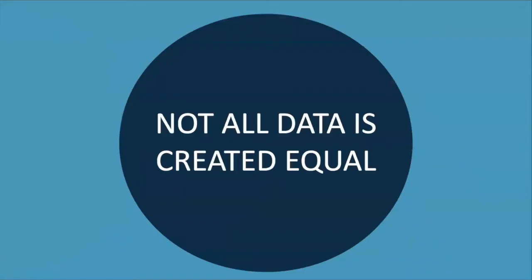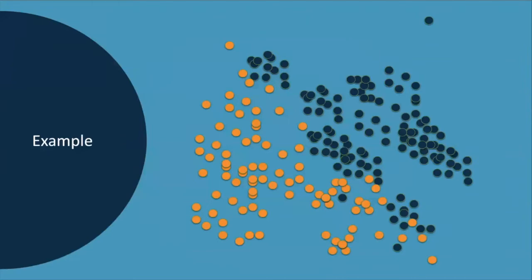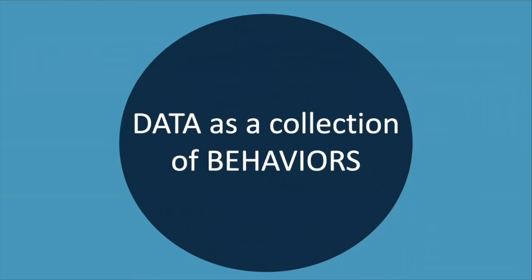But there's a problem. Not all data is created equal. When I look at this data set, I can actually see that some of the data points are more valuable to me than others. These data points in particular are the most valuable data points in this data set. So exactly how do I do this now that I'm in industry? I think of my data set as a collection of behaviors. And I'm trying to use an iterative process to extract all of the behaviors from my data set.